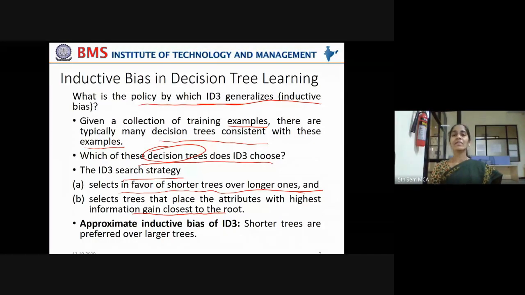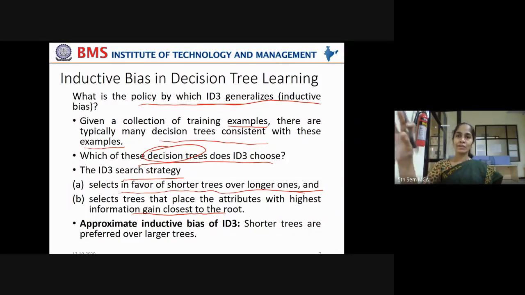That is another assumption. It is assuming that if the information gain is more, that attribute may be the best classifier, right? So that has to be taken as the current split point. That is another assumption. So what is the approximate inductive bias of ID3? Approximate means vague, very brief. The brief inductive bias of ID3 is that shorter trees are preferred over larger trees. This we know. Now let us see the appropriate inductive bias, what it is.